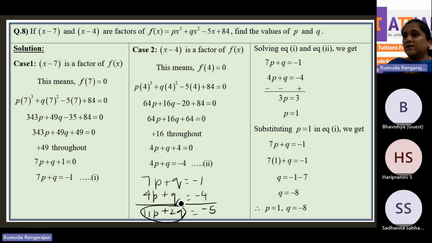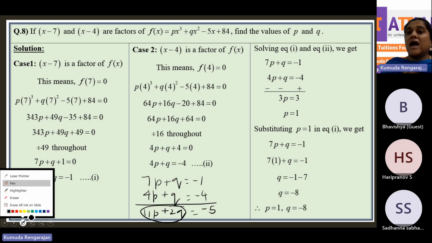Sometimes you can add. We'll see a situation like that. Now here you try to subtract. So adding is not possible, because when you add, you are not getting rid of p or q. You're getting p and q again. You should have only p or only q.